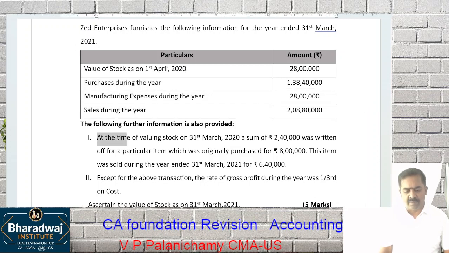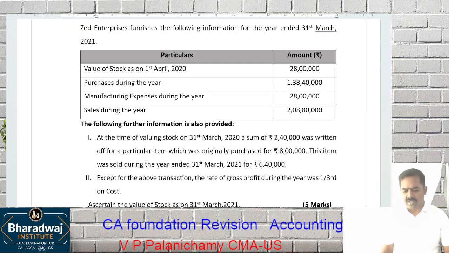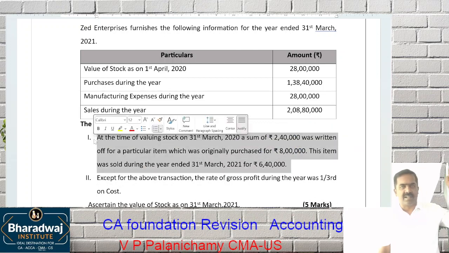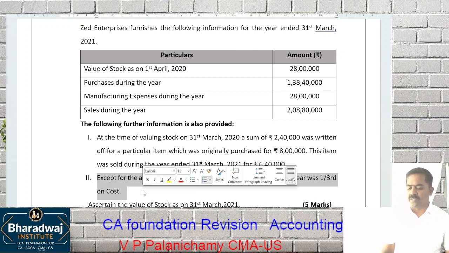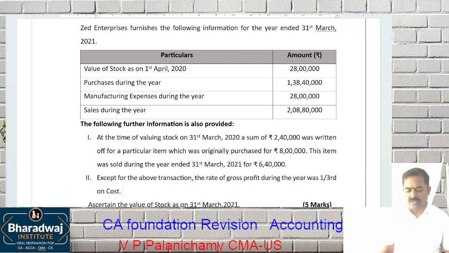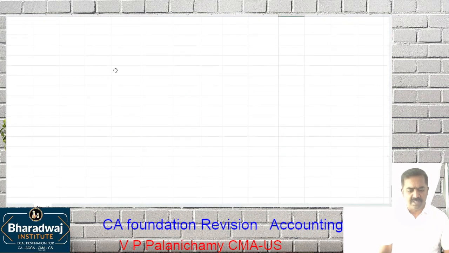Then at the time of valuing the stock on 31st March 2020 last year, 2,40,000 was written off from a particular item which was originally purchased for how much? 8 lakhs. This was sold during the year. Whether that stock is there at the end of the year, is it sold? It is sold for 6 lakhs 40. Except for the transaction, rate of the gross profit is how much? 1/3 on cost. This was asked in May 2021. May 2021, November 2021 exam, December 2021 exam. ரொம்ப சிம்பிள். இந்த மாதிரி கொஸ்டின் கேட்டானா prepare which account?